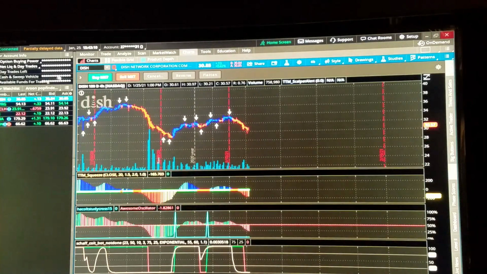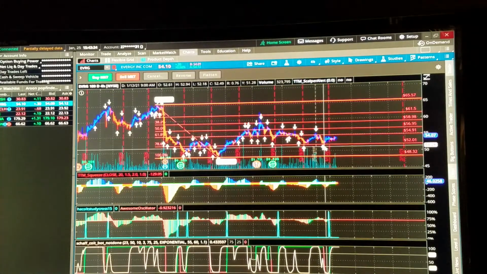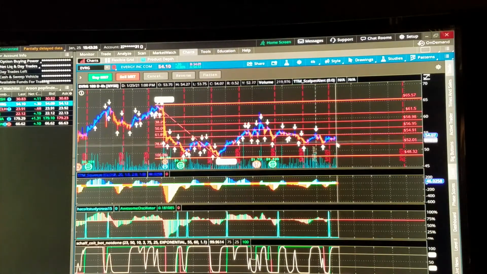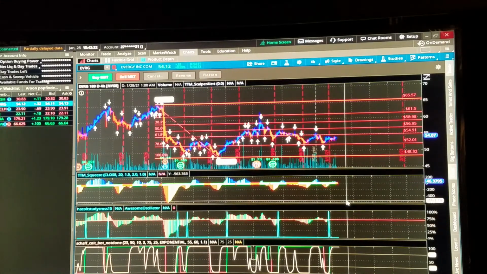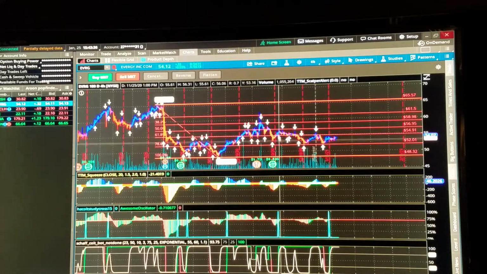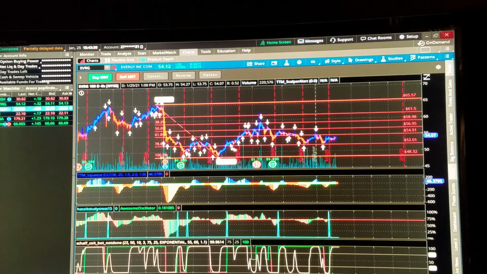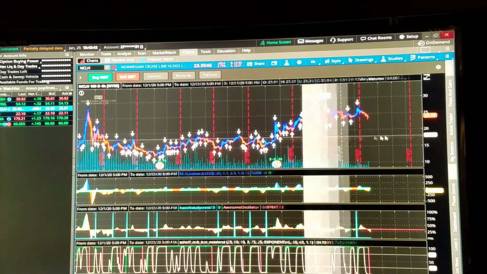Pullback, wonderful. All right. Looks like Evergy, clearly. All right. Nice up signal there within our Fibonacci's. Did fire off here, one of our signals. Okay. But we still haven't gotten an up signal there. All right. What is this? Norwegian Cruise Line? All right.